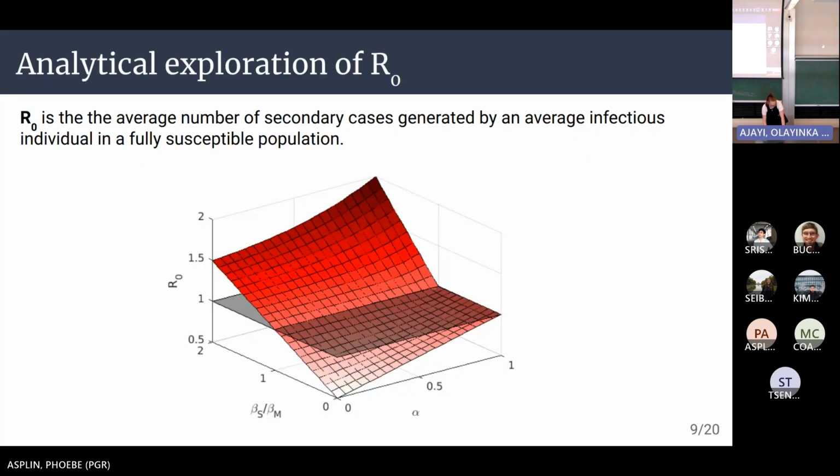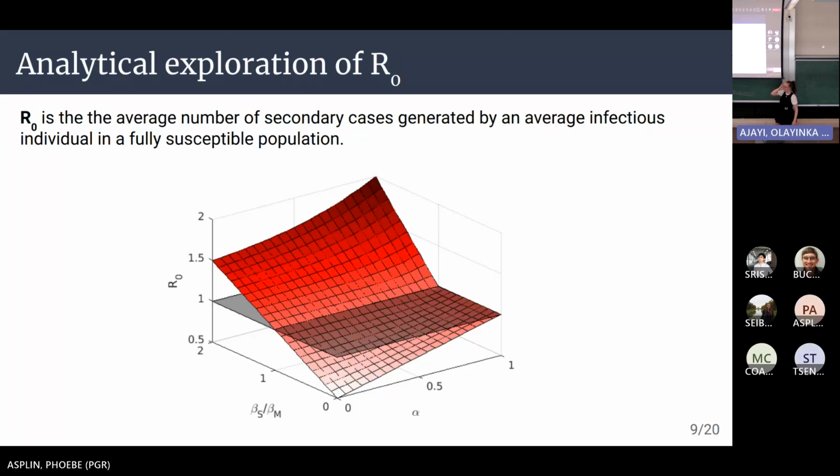So some initial results. This is a heat map showing the value of R0, which is the average number of secondary cases generated by an average infected individual. So this is also showing the total number of cases. Like I said before, symptom propagation, so that's increasing this alpha value, you're ending up with a higher value of R0, so more cases.